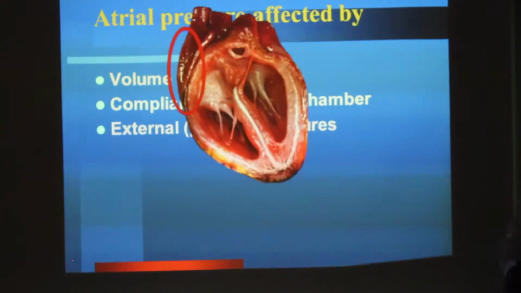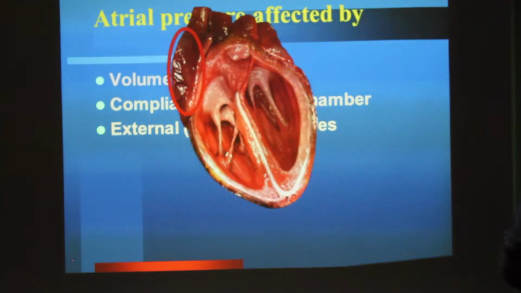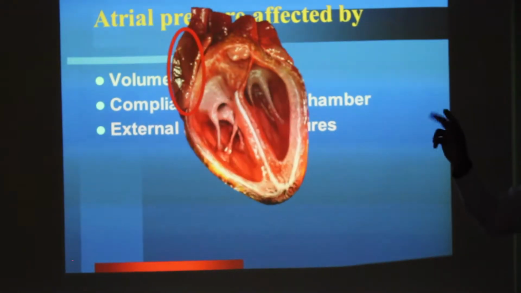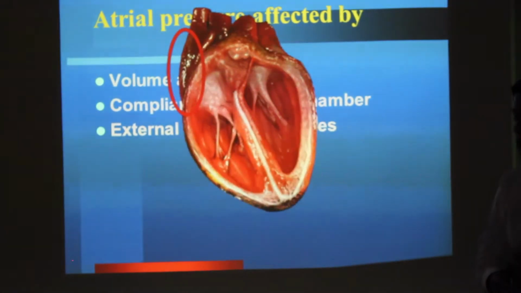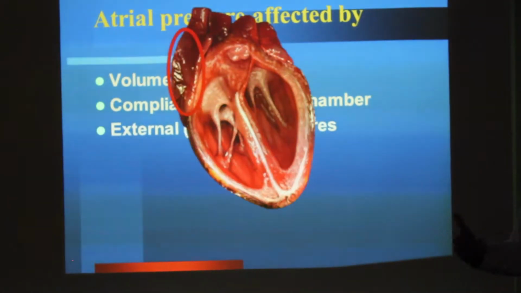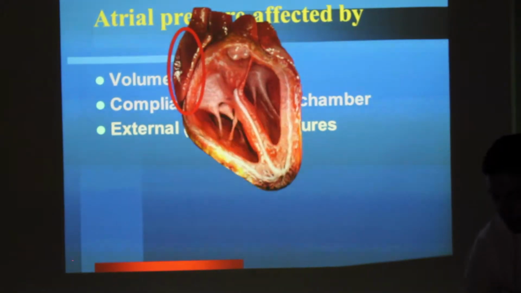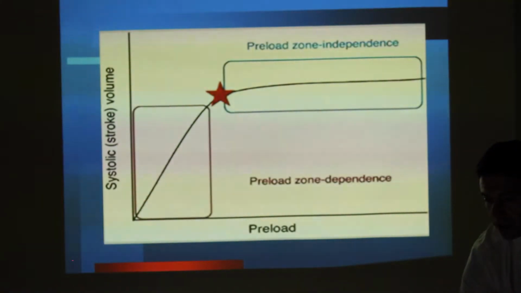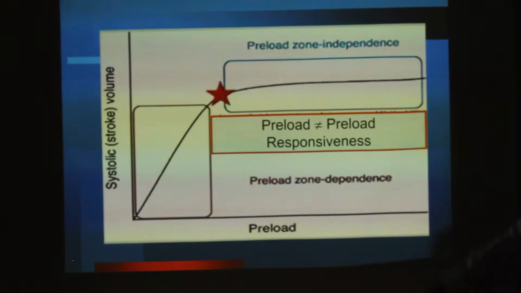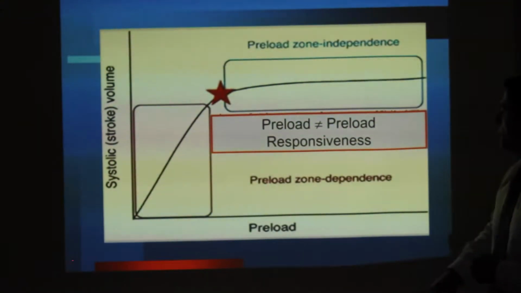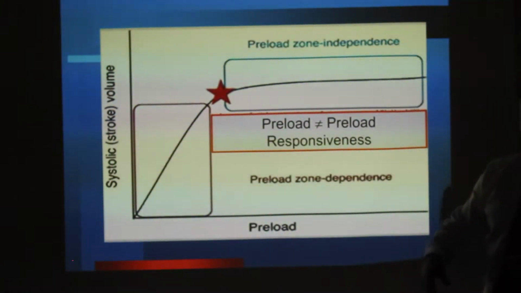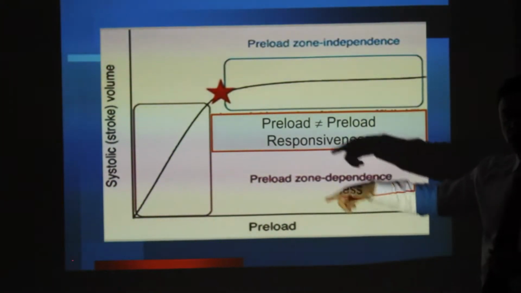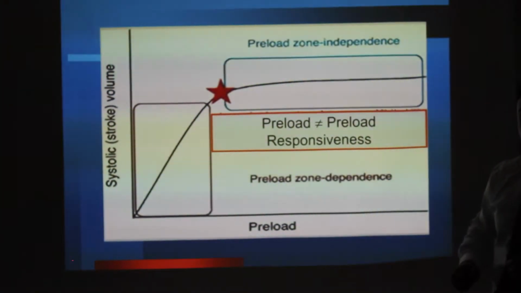It's a poor estimate of volume. The number gives you pressure, but it doesn't tell you about volume status, and we should not rely on it for our decisions, which we've been doing for so long. So CVP tells you about preload, but it doesn't tell you about preload responsiveness. It's someplace here, but there's no correlation with the stroke volume. Therefore, you don't know where your patient stands on the Starling curve, and you cannot make any decision about fluid.